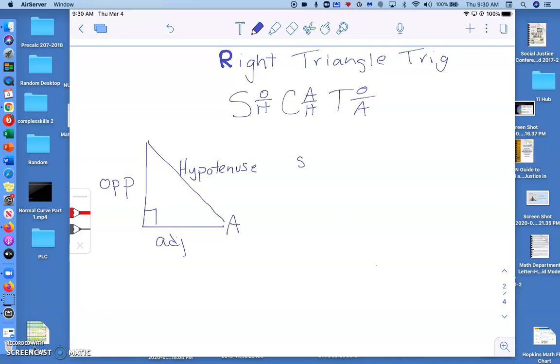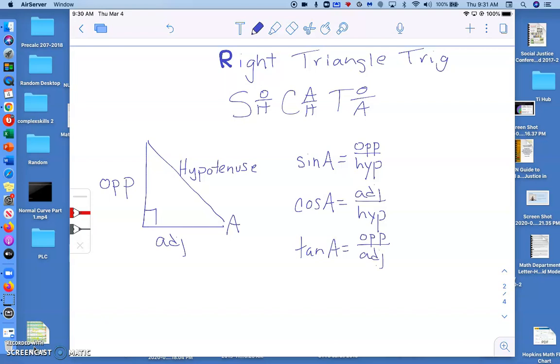If I said the sine of angle A, that's the relationship between the opposite and the hypotenuse. If I said the cosine of angle A, that's the relationship between the adjacent and the hypotenuse. And if I said the tangent of angle A, that's the relationship between the opposite and the adjacent.